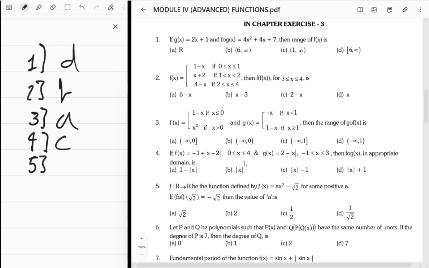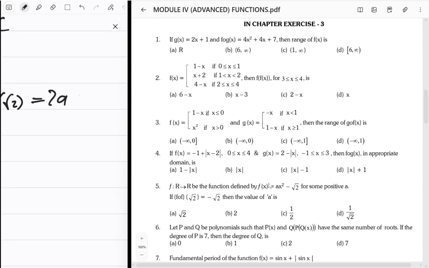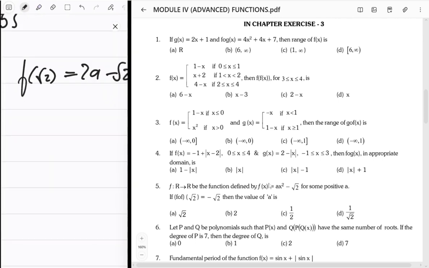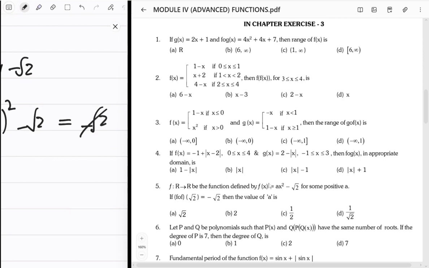Fifth: f from real to real is a function defined by this thing for some positive a. If f of square root 2 is equal to negative square root 2, then the value of a is... f of x is equal to this. f of square root 2 is just 2a minus square root 2. And then you're saying f of that: a times that guy squared, (2a minus square root 2) squared, minus square root 2, and that is equal to negative square root 2. So this thing is equal to 0 basically.